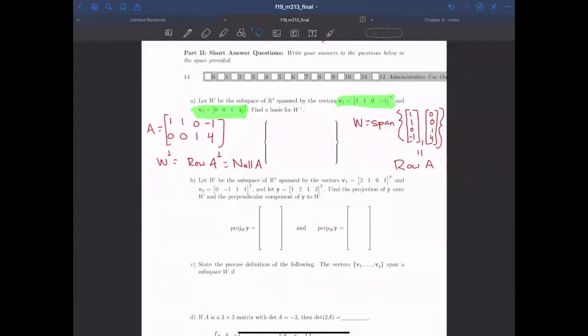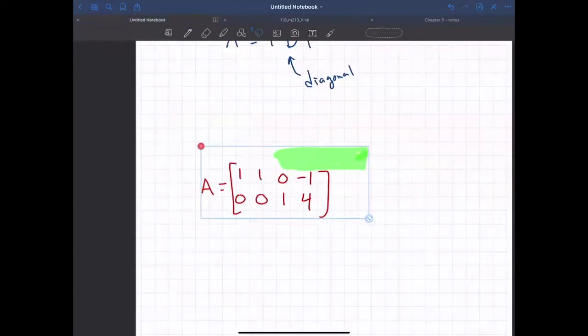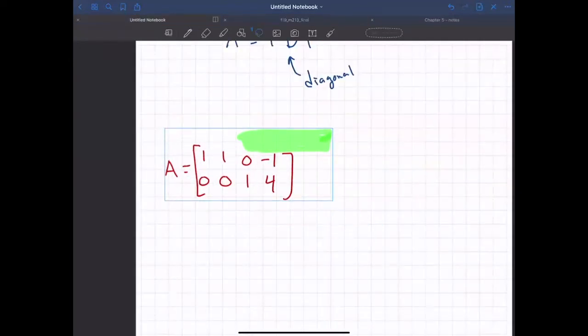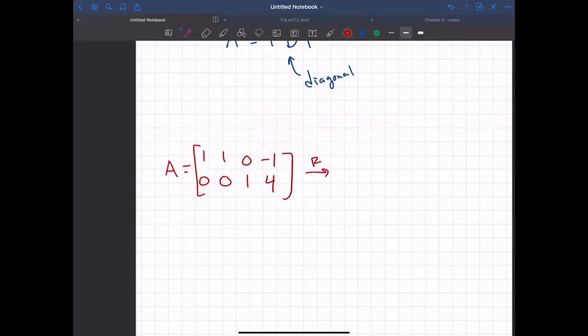So let's take this matrix here. I'm just going to copy it. Let's find something in the null space, or let's find a basis for the null space. Okay, so let's row reduce it down. Get rid of that green there, it's not needed. Let's row reduce. I mean, it actually is row reduced, right? Yes, sir. So there's actually nothing really to do.